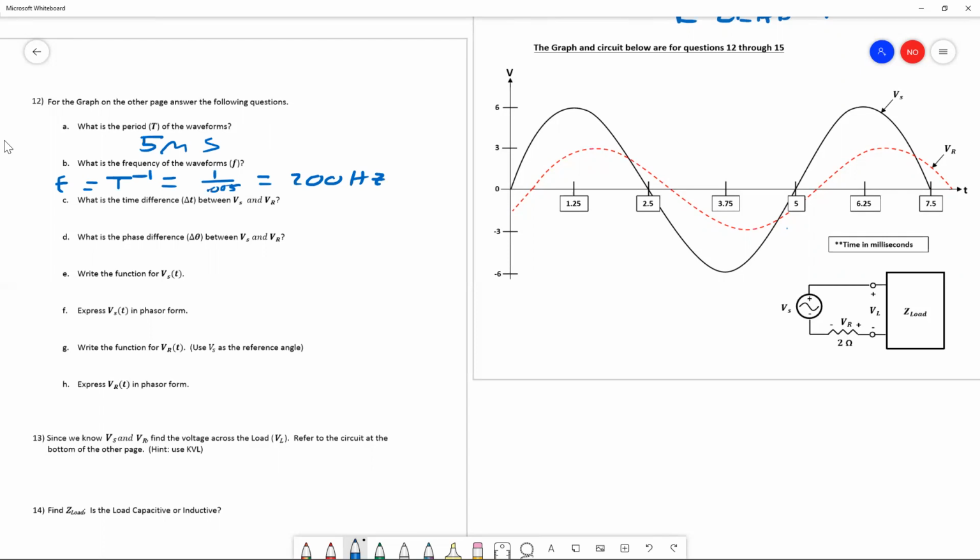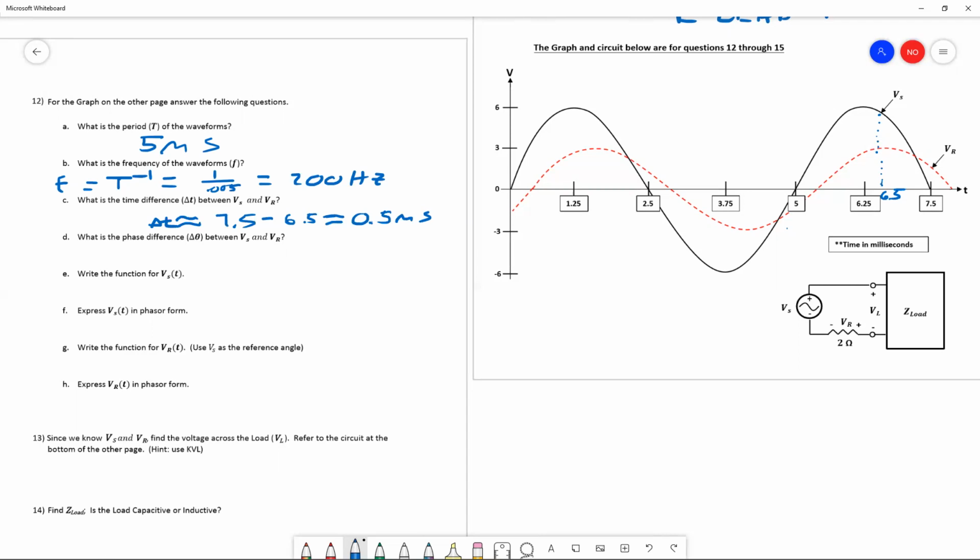The next one, C, is what is the time difference, delta T, between the VS and VR. As you can see, they're marked here and here. We'll take a look at this one, and this one. This one here is at 6.25, so we can say this one's probably at 6.5. So that's roughly equal to 7.5 minus 6.5, which would give us about 0.5 milliseconds. It's okay to estimate that kind of thing. If you're off by a little, it's not the end of the world.